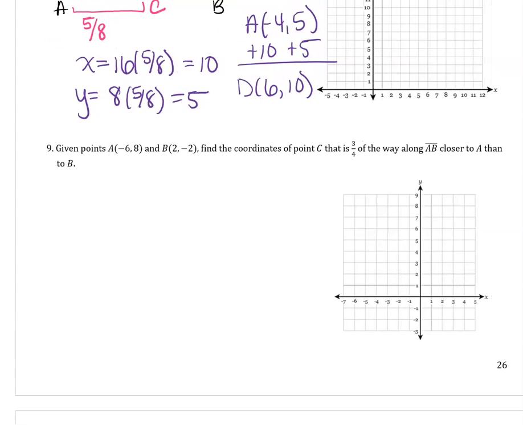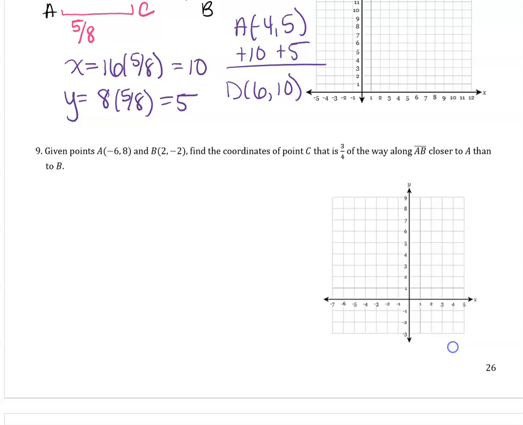Given points A and B, find the coordinates of C. That is 3/4 the way along AB, but it says it's closer to A. Okay, so A, B, 3/4, so that means it's split into fourths. 1, 2, 3, 4. 1, 2, 3. It says it's closer to A though, excuse me. This is kind of funny worded, but that means the 3/4 is over here. And this, from A, is actually 1/4.